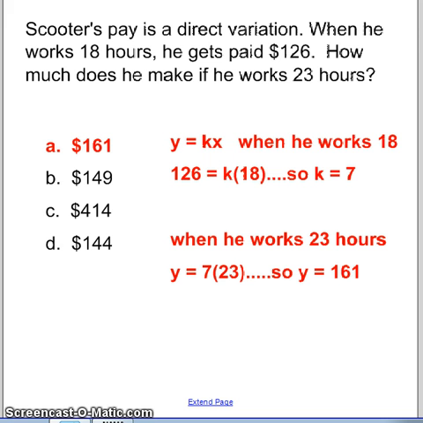That's not the final answer though, because it says, how much does he make if he works 23 hours? Well, now that we know that he gets paid $7 an hour, we just do 7 times 23, and so he gets paid $161.